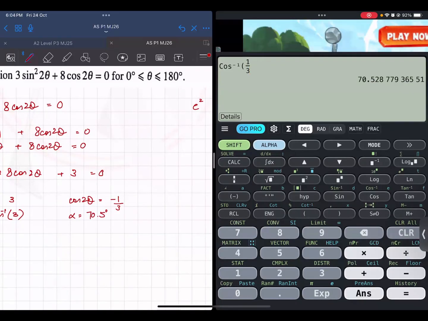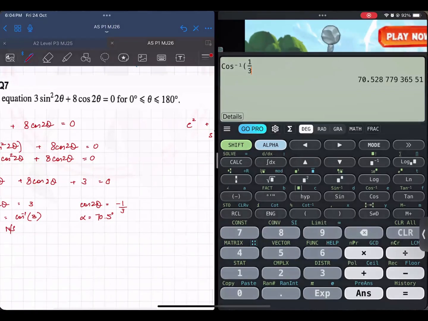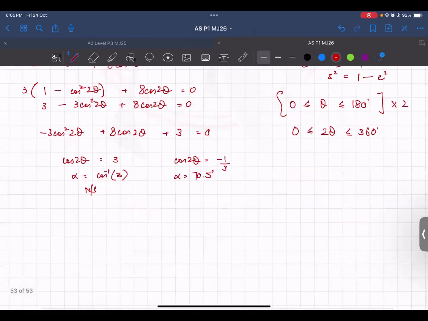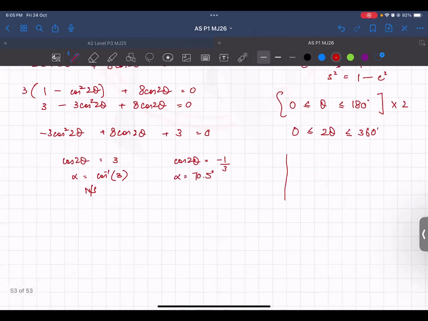70.5. And now the problem is you don't have theta only, you have cos 2 theta. And the range is for theta. So now you will amend your range. You will multiply the complete range by 2. So 0 to 360 for 2 theta. Now I will solve. I will find the solutions for 2 theta between 0 and 360. So your cos is negative. So cos is negative in the second and the third.